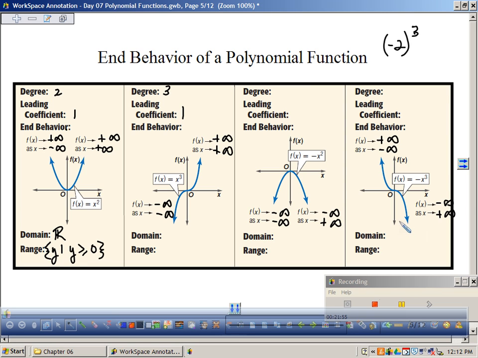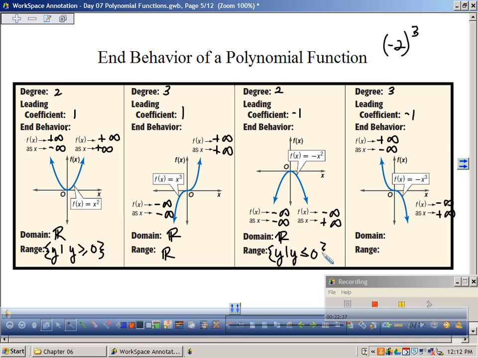Okay. All right, what's the degree of this one? 2. What's the leading coefficient? -1. Degree on this one? What's the coefficient? -1. What's the domain on this one? All reals. What's the range? Do you see any restrictions? All reals. What's the domain on this one? All reals. What's the range? Less than or equal to 0.